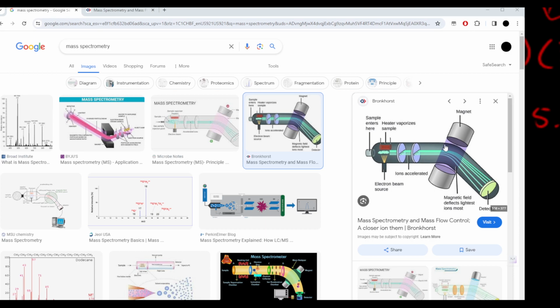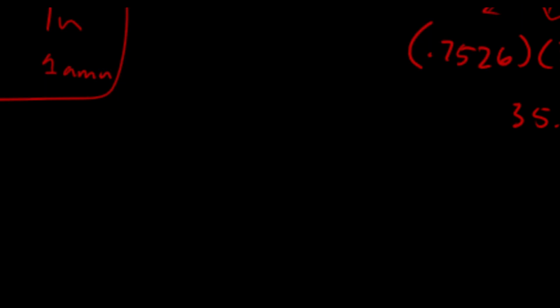So basically the magnet here is just bending different masses of the same element based on its trajectory. That's basically all you need to know about that. And then it'll come out with a graph, or a table, I should say.